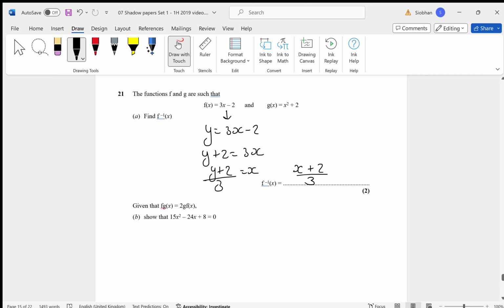This next one's a bit tricky. So we want to put g into f.